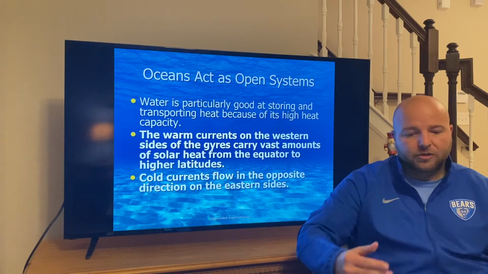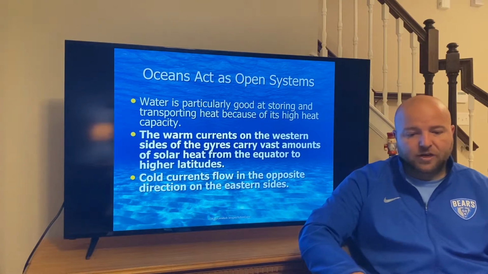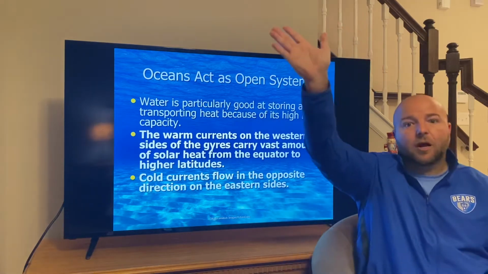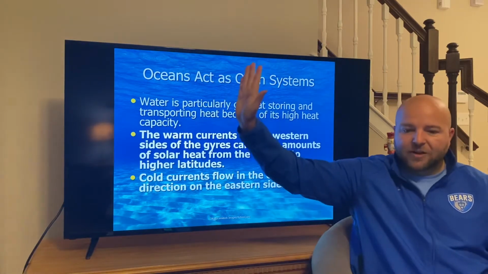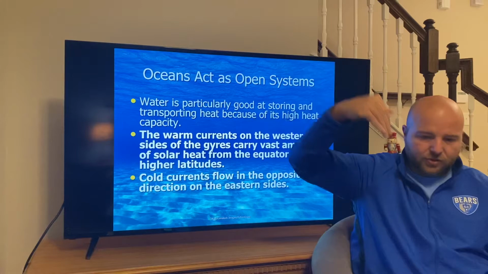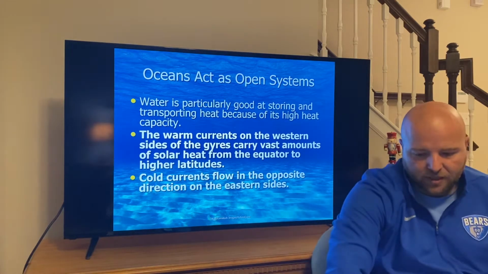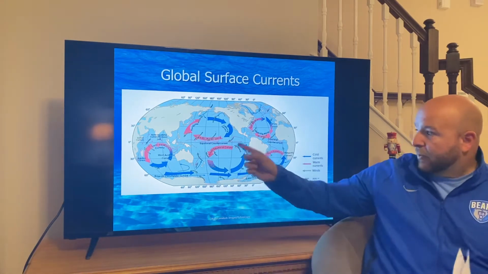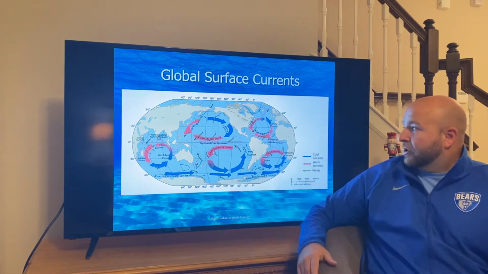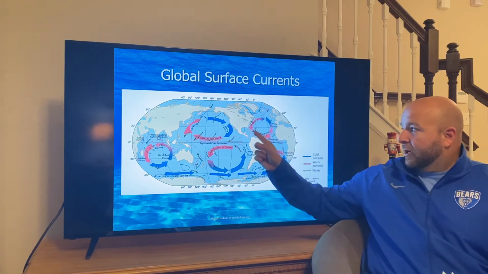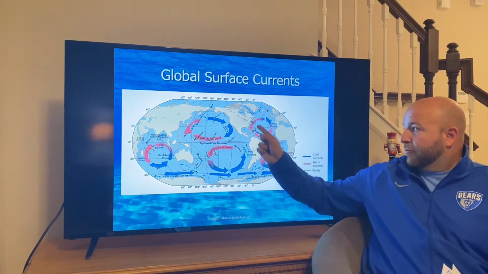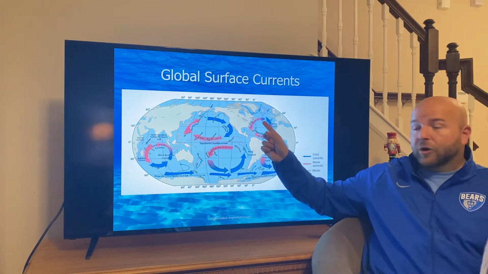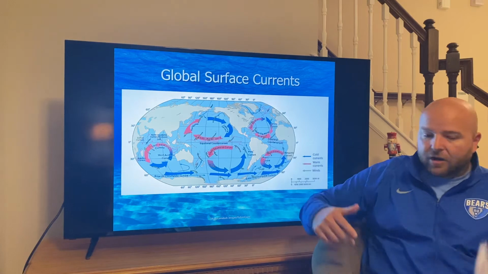So cold currents flow in the opposite direction, and they then come down on the eastern side. So you have warm currents coming up on the western side, and then colder currents coming down on the eastern side. Get an image of this here. A couple of our large gyres doing their job. Here the Gulf Stream coming up the coast of Florida, carrying warm water from the equator, and then it crosses the Atlantic and gets cooler as it goes, and then the cold water comes down.